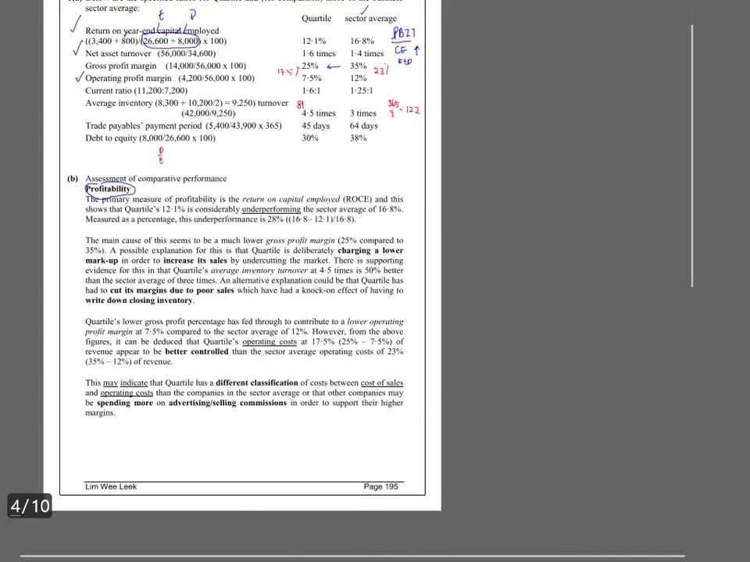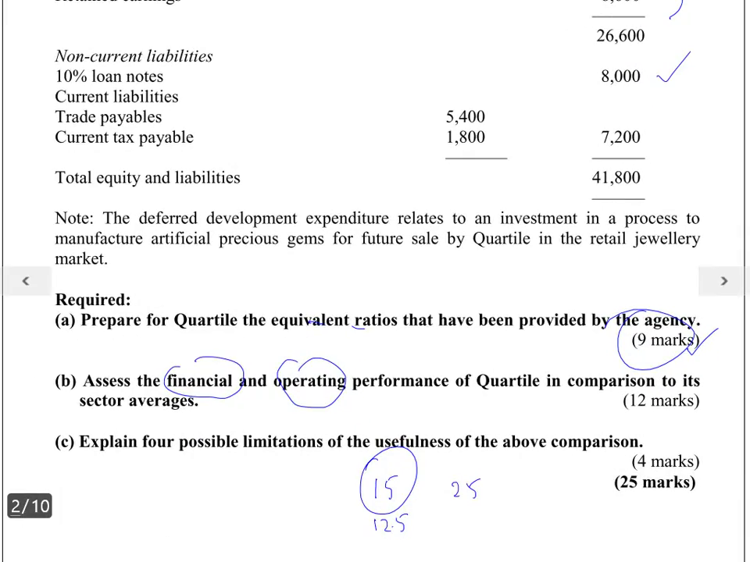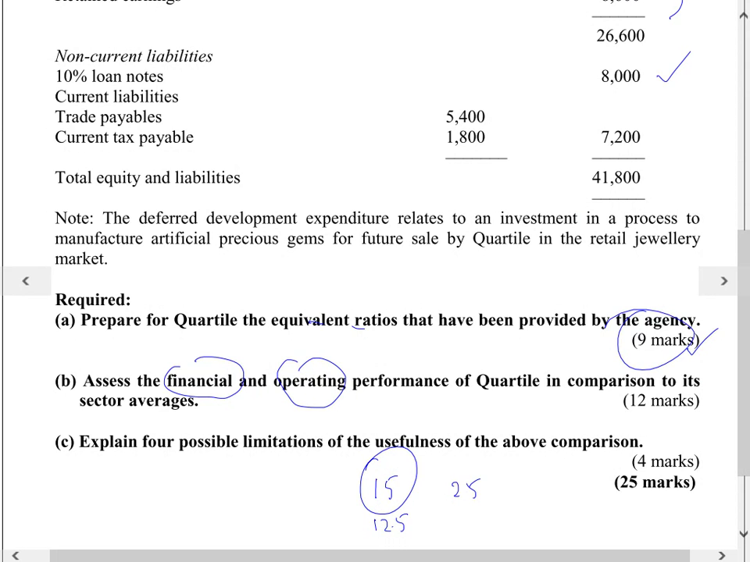Hopefully, with that explanation, we should be able to get about half of 6, so hopefully we can get about 7 or 8. Okay, so when we have 9 or maybe here we got 8, we got 6 here, 14 already. Explain 4 possible limitations on the usefulness of the above comparison. Okay, 4 marks, we try to aim to get 2. The limitation of ratio.